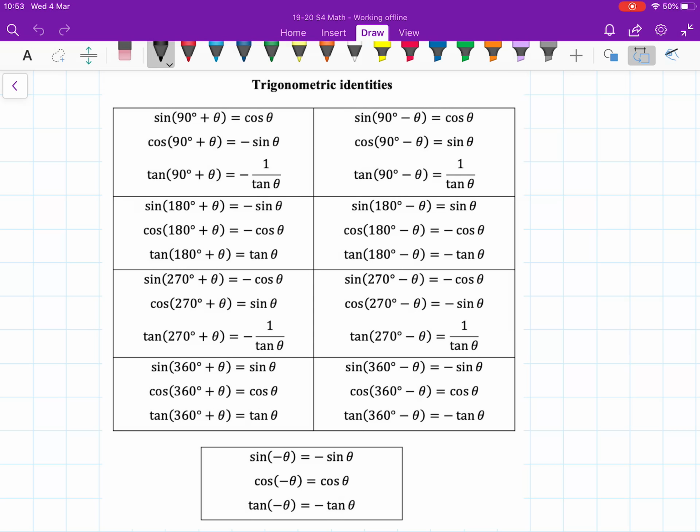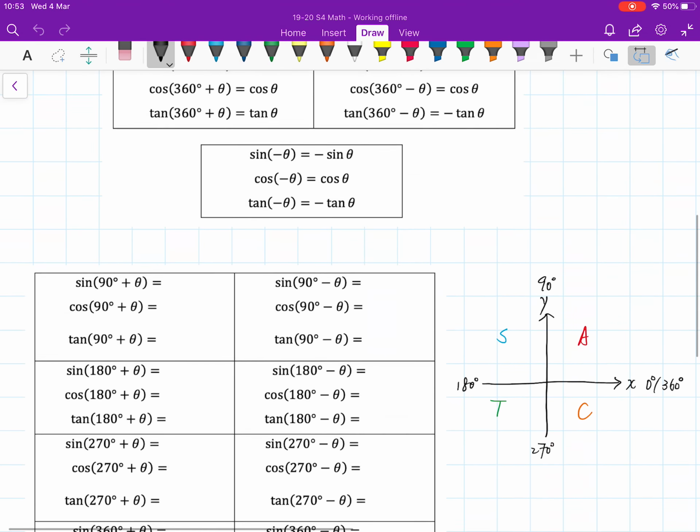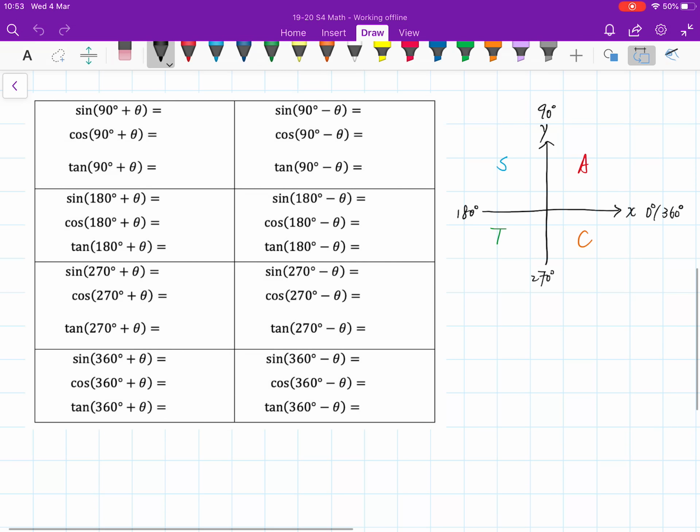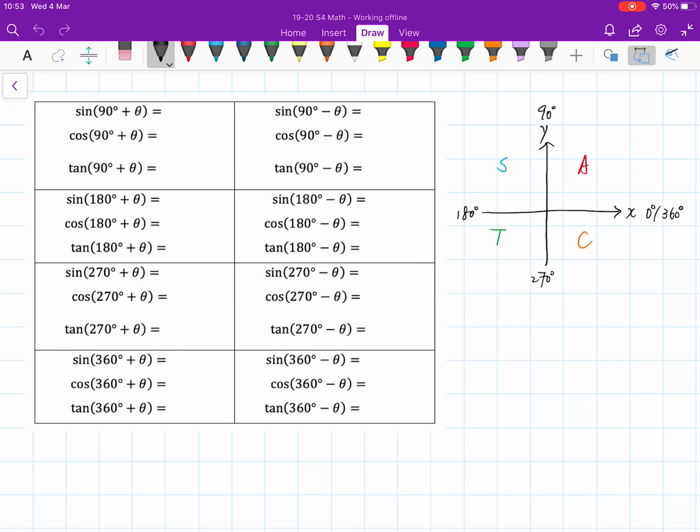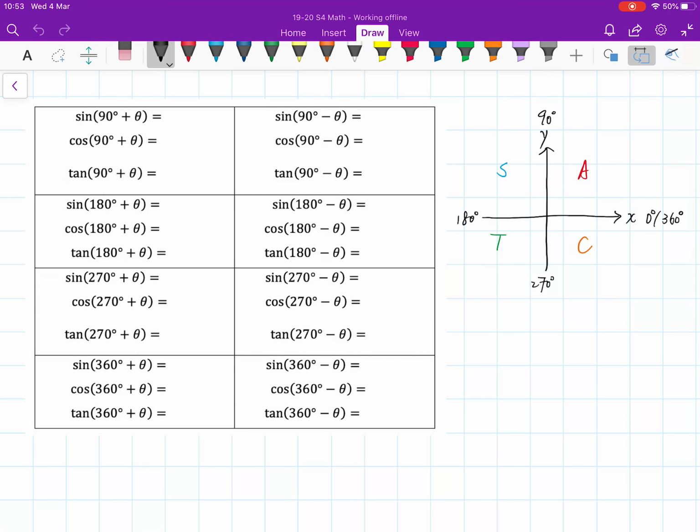Okay, so it seems that it is difficult, but I can tell you that there is a pattern in this table. So I will show you. So below is the empty table, and then in this section, we will make use of the coordinate planes and the ASTC again. So please pause the video and then copy these two things on your notebook.